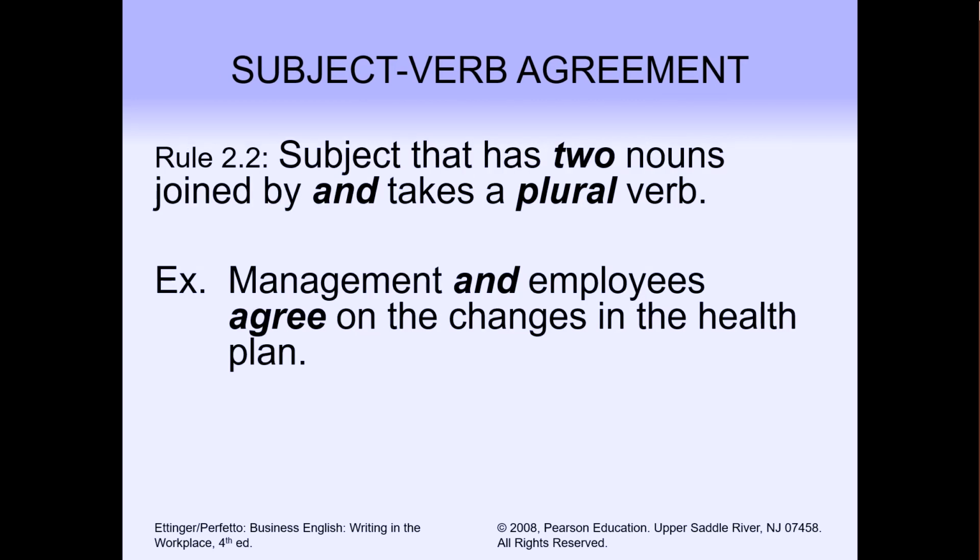Here is rule 2.2. Subject that has two nouns joined by and takes a plural verb. Again, and gives you an idea of what that means: it becomes more than one. So, management and employees agree on the changes in the health plan. Management and employees is the subject, and it becomes a plural subject because of and, also the verb becomes plural, in this case, agree.